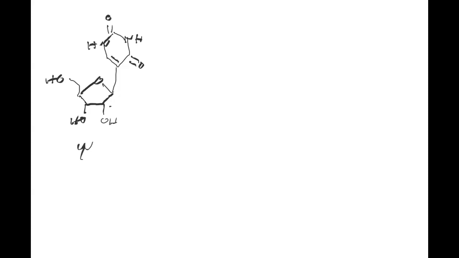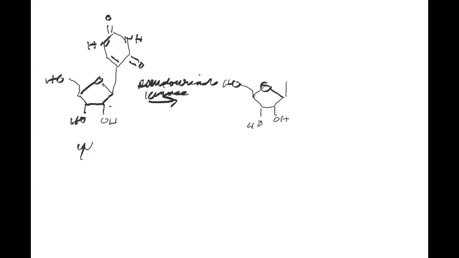Okay. All right, now we have something called a pseudouridine kinase. Now what that does is it adds a phosphate group to it. So we have something like this, right? Okay. And we have that ring.